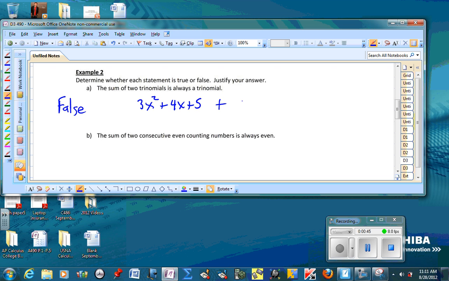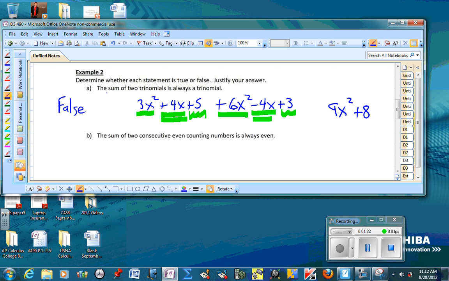And now let's add 6x squared minus 4x plus 3. Combining like terms, you'll see what will happen. 3x squared plus 6x squared, that's 9x squared. 4x plus negative 4x makes 0. And then 5 plus 3 makes 8.